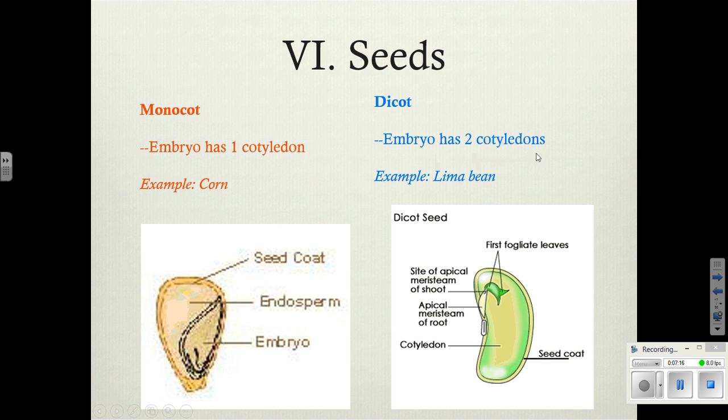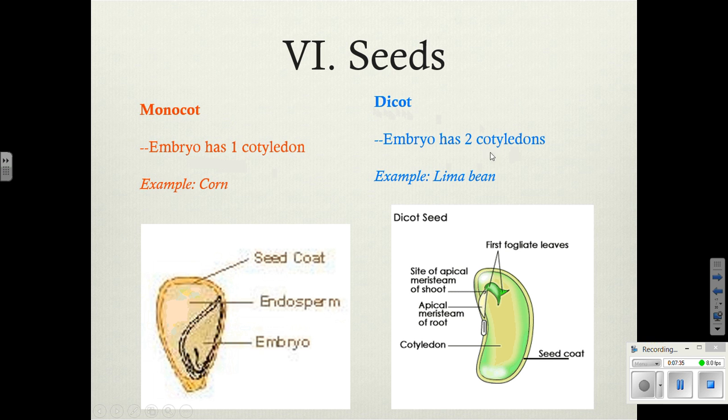For a dicot, there's two cotyledons. So something like a lima bean, we can literally split the seed into two halves pretty nicely. And that's literally where these names come from. Mono, one, cot, cotyledon. Dicot, di means two, cot, cotyledons, so two food stores.